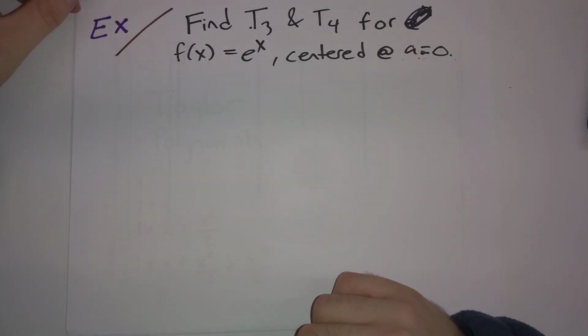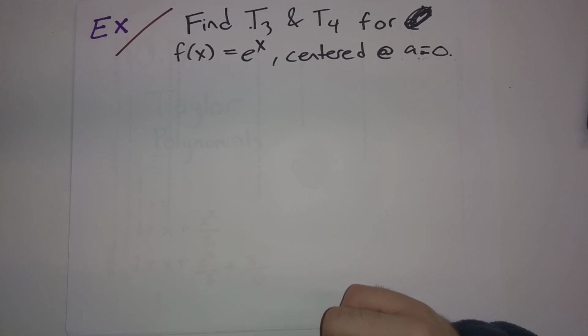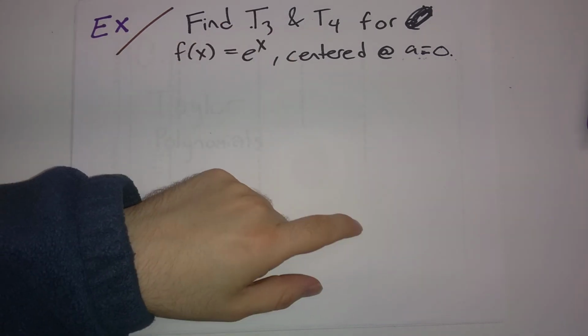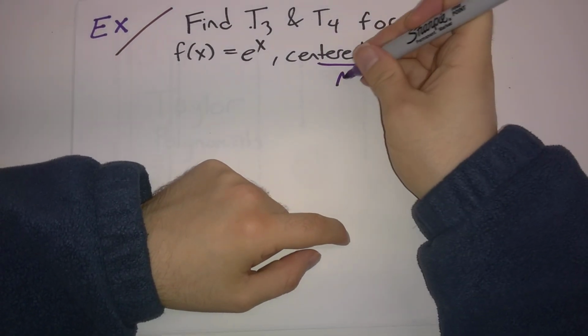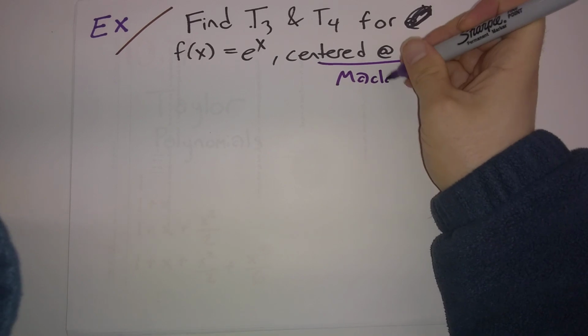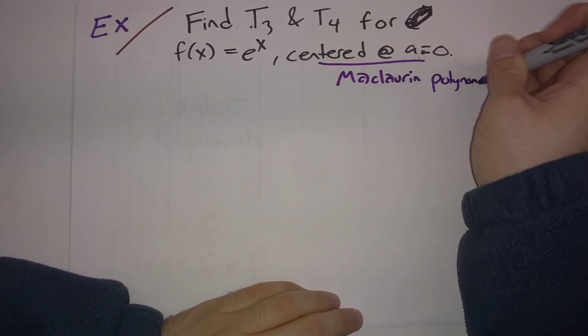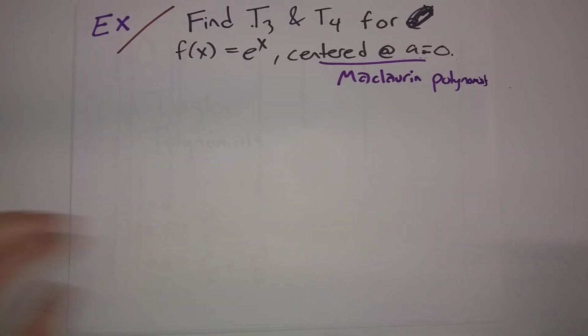Okay, so our first example of this section: find T3 and T4 for f of x equals e to the x, centered at a equals 0. So that tells us that these are Maclaurin polynomials, not just Taylor polynomials. If you just want to call these Taylor polynomials, that's fine. It's just helpful to know that when we say Maclaurin, we mean a is equal to 0.